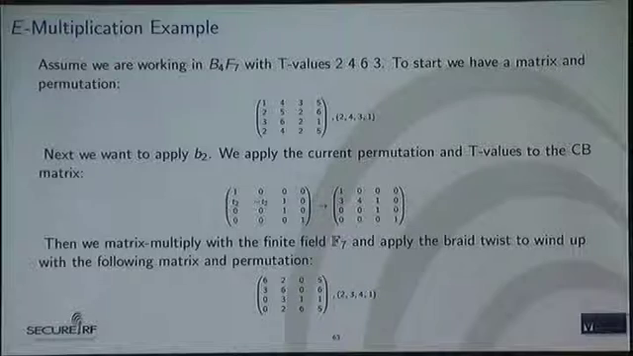So when you multiply that through within the F7, you wind up getting this new matrix, and again, you apply the permutation, you get a new permutation out of it as well. There we go. We've just done E-multiplication. Obviously, this grows bigger and bigger as you get to larger and larger braid groups.